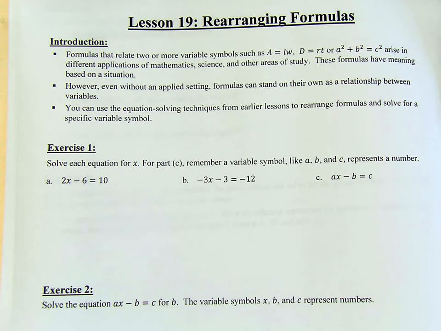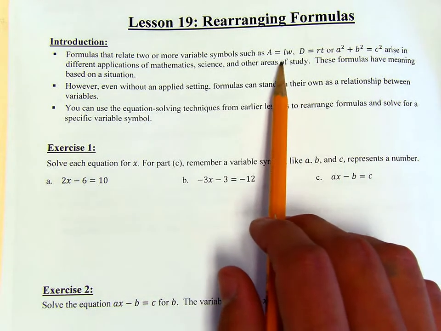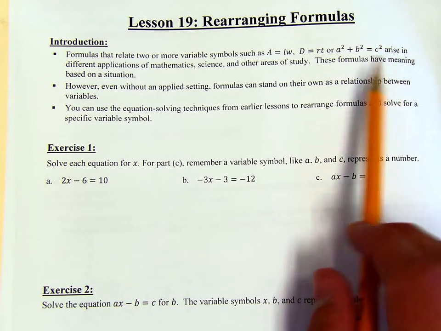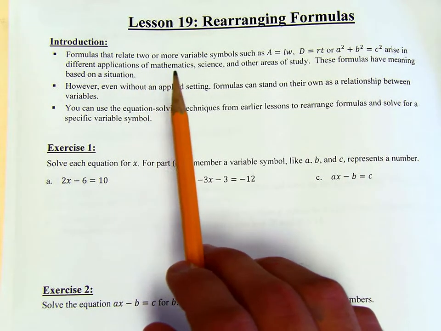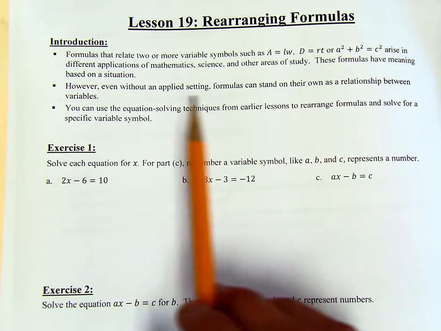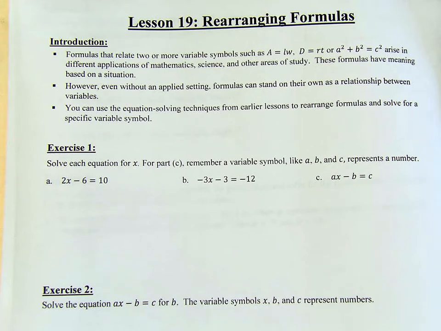Formulas that relate two or more variable symbols, such as A equals LW, d equals RT, and a squared plus b squared equals c squared, arise in different applications of mathematics, science, and other areas of study. These formulas have meaning based on a situation. However, even without an applied setting, formulas can stand on their own as a relationship between variables. You can use the equation solving techniques from earlier lessons to rearrange formulas and solve for a specific variable.